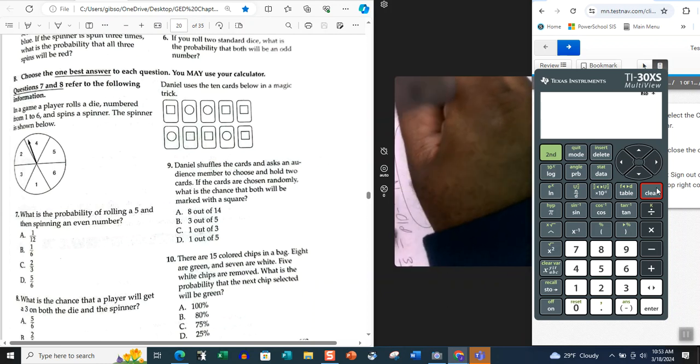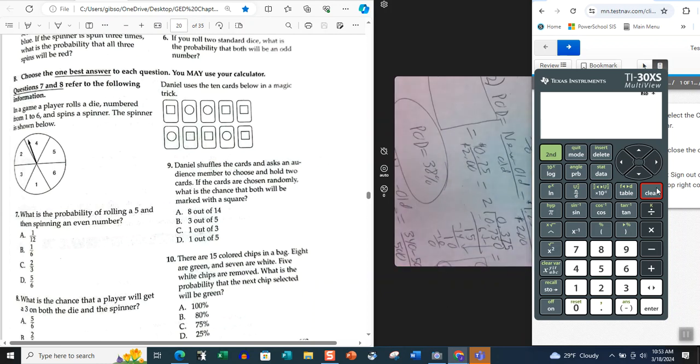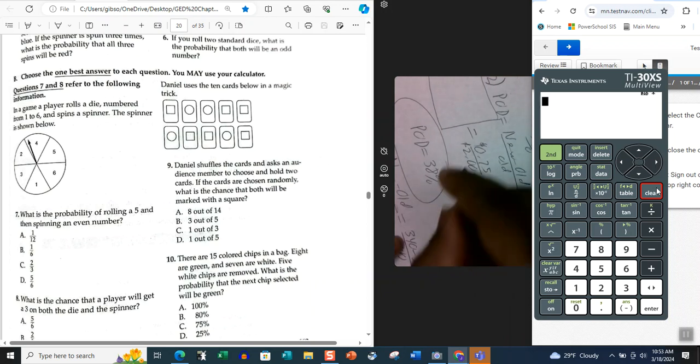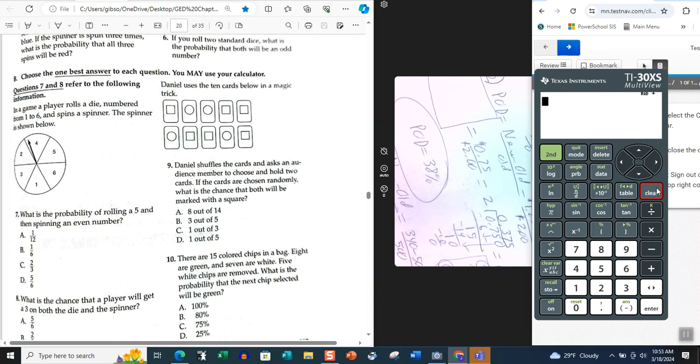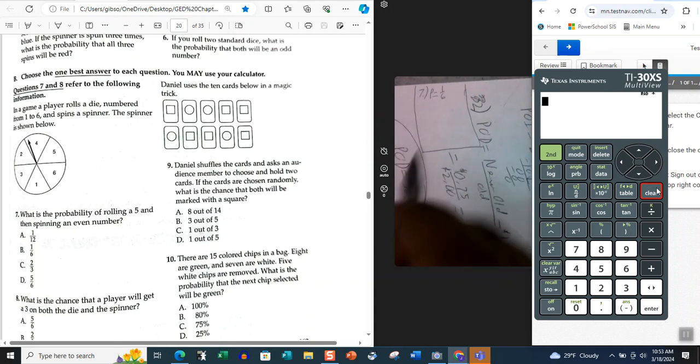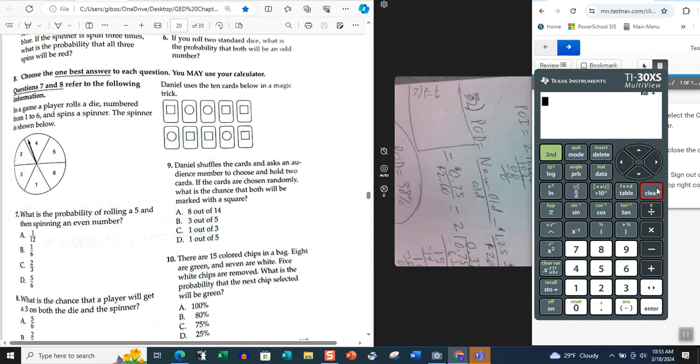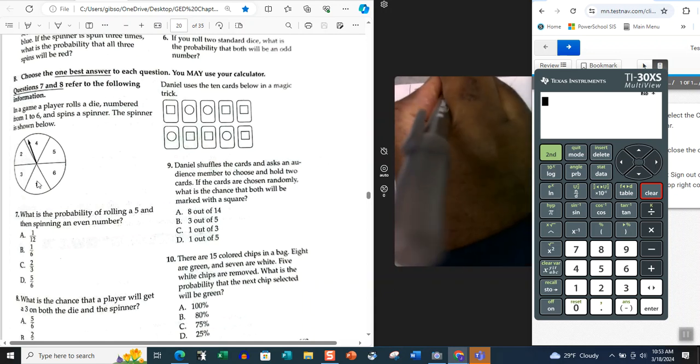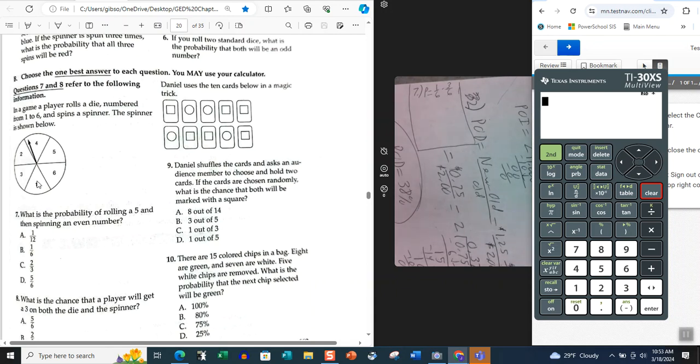Now we want the probability of rolling a 5. Now remember, this is a standard die from 1 to 6. So you have a 1 out of 6 chance of rolling a 5 on the die. Okay, and then it says, and then spinning an even number. Now, if you look at the spinner, it's 6 spaces here. And they said an even number. There are 3 even numbers here. So that'll be 3 out of 6, or 3 over 6.